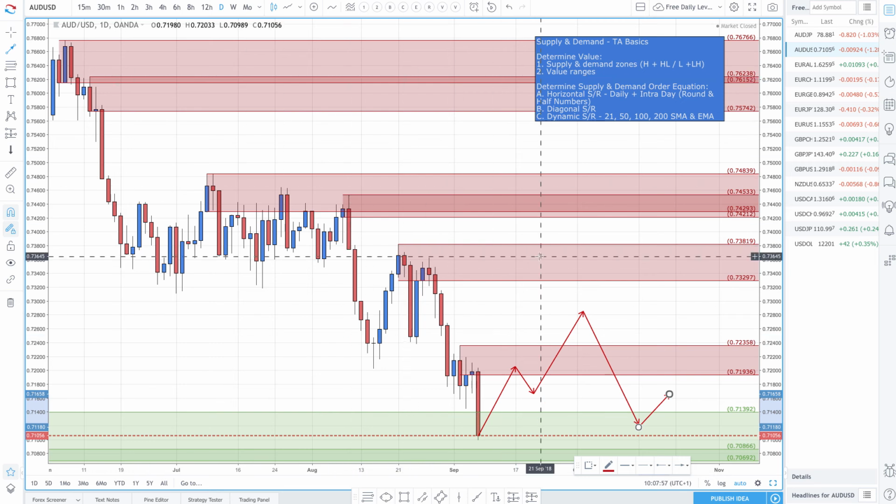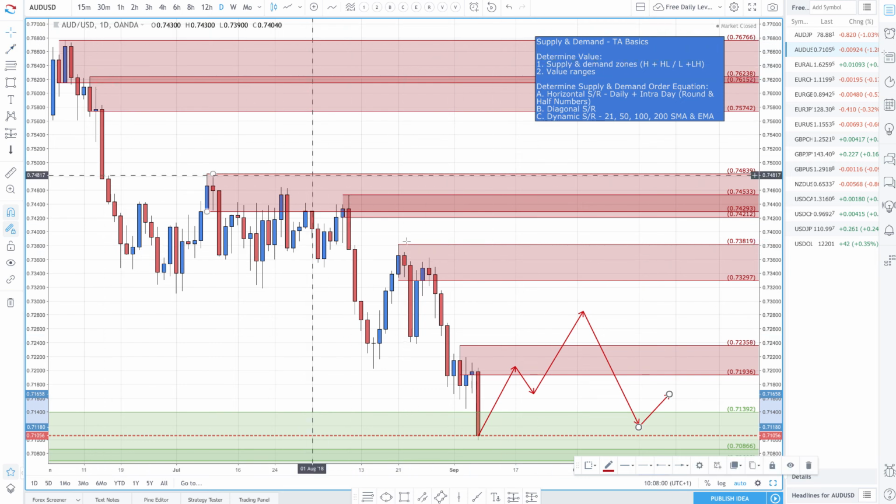But again, I'm going to be a buyer of the US dollar against the Australian dollar for the foreseeable future anyway, unless something fundamentally or sentiment changes with the dollar.